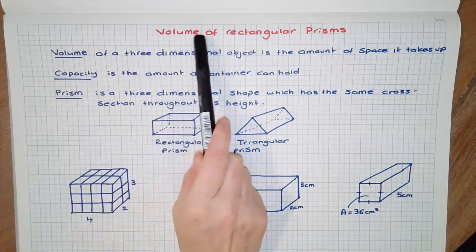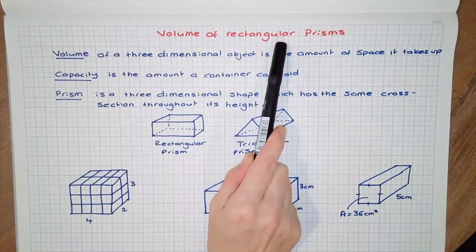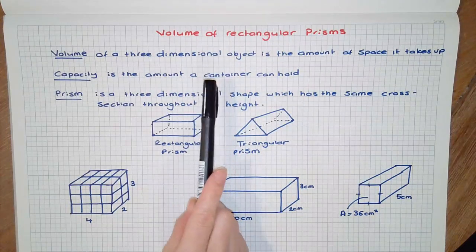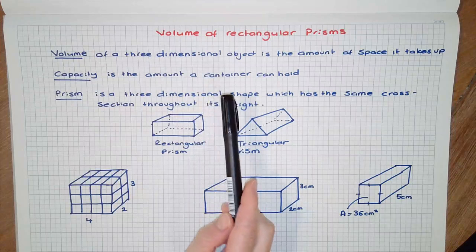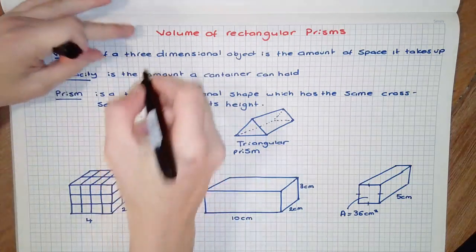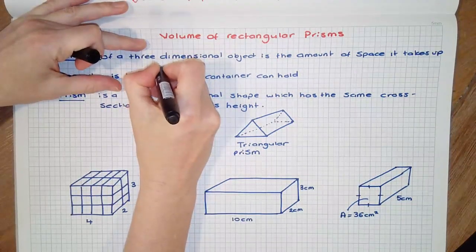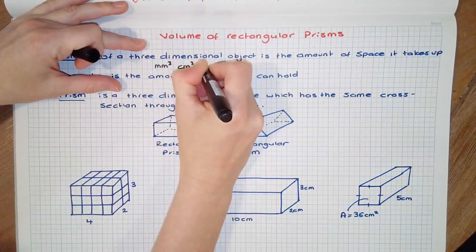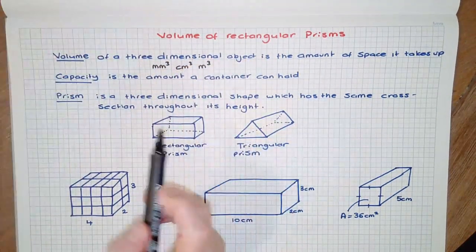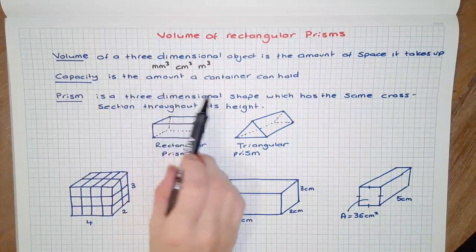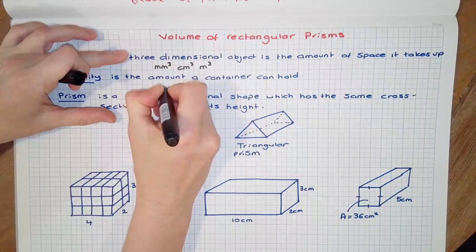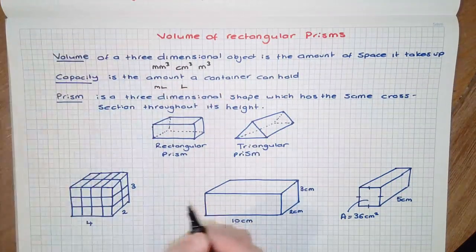In this video, we're going to have a look at volume of rectangular prisms. Volume of a three-dimensional object is the amount of space it takes up. It's measured in cubic units, such as millimeters cubed, centimeters cubed, meters cubed. Capacity, on the other hand, is the amount a container can hold. It's commonly measured in milliliters or liters.